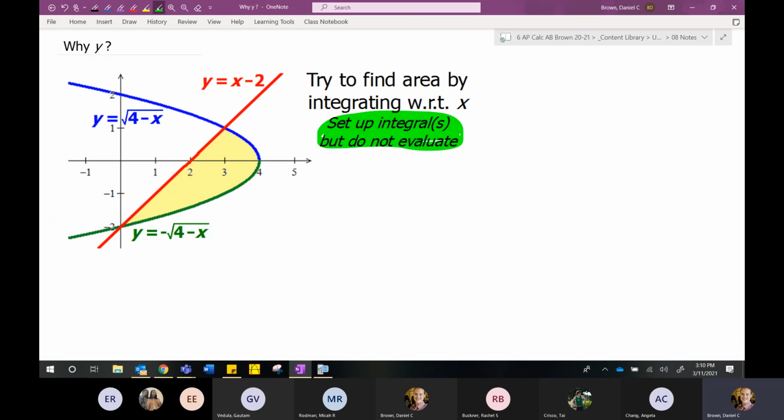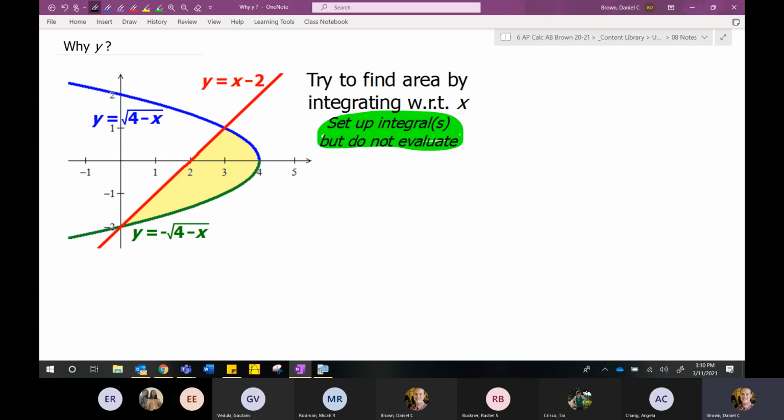This kind of goes back to what Evan was asking earlier in the class. If you're looking at that region in yellow, and you know you want to go ahead and set up an integral, and you start looking at the top function and then the bottom function, what do you notice that's going to cause some issues for this particular graph?